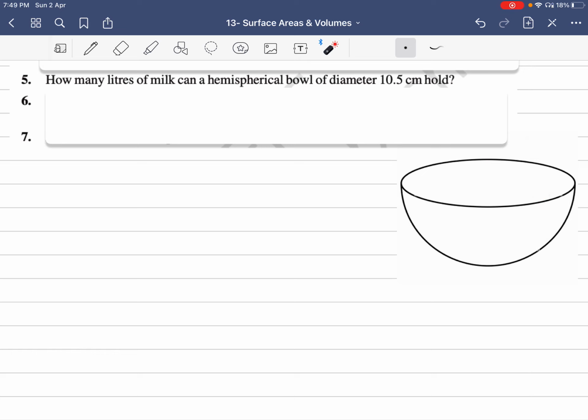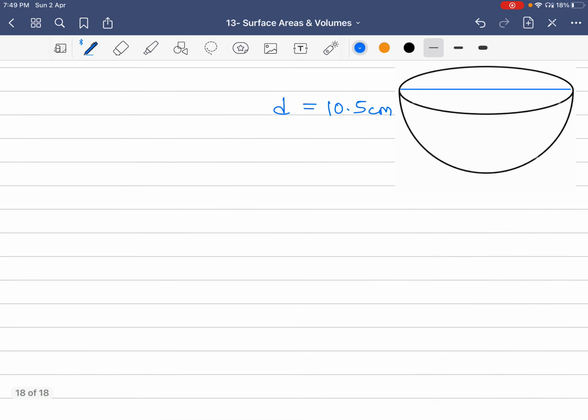Now the diameter is given to be 10.5 centimeter, so let's make a note of that. The diameter d is equal to 10.5 centimeters, and we have to calculate the volume of the hemisphere. So now let's come down and focus on this diagram.